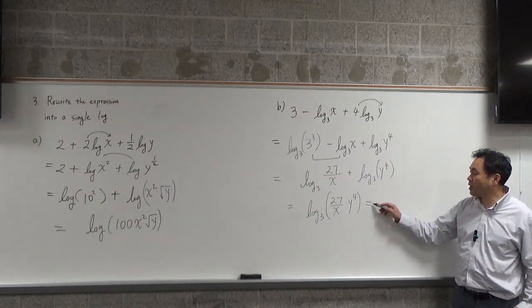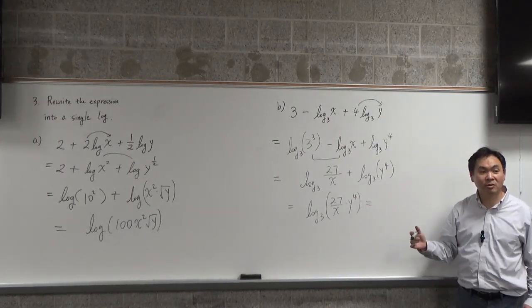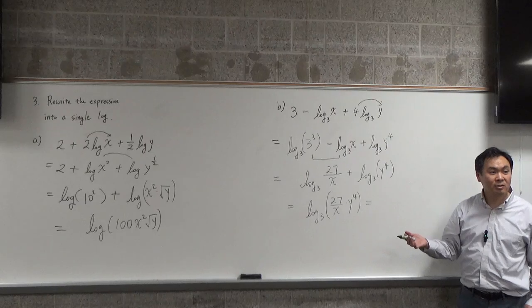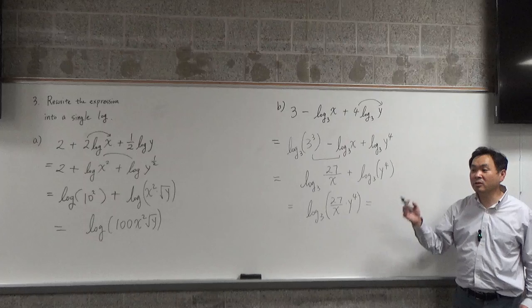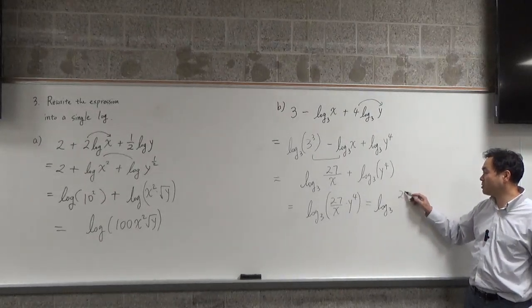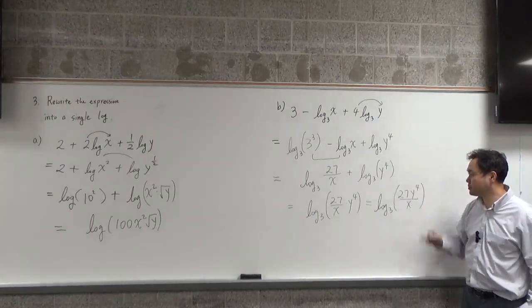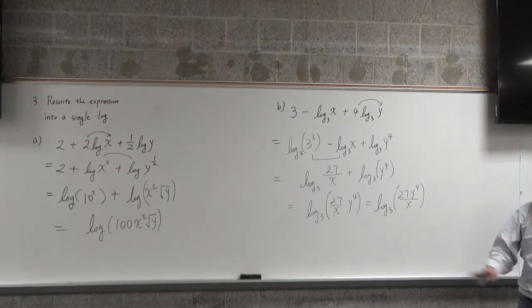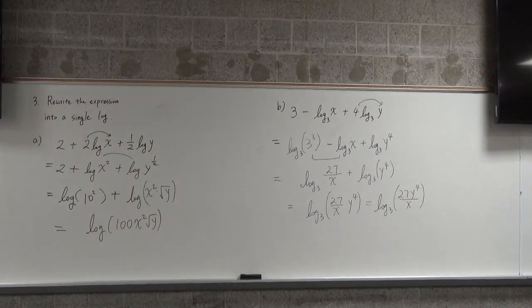Or you could also say, well, if you multiply this to a fraction, how do you multiply a number to a fraction? Only to the numerator, yes. So you write down 27y to the 4th over x. Okay. So both are valid answers, but this looks prettier. I don't know. Yeah. Okay.